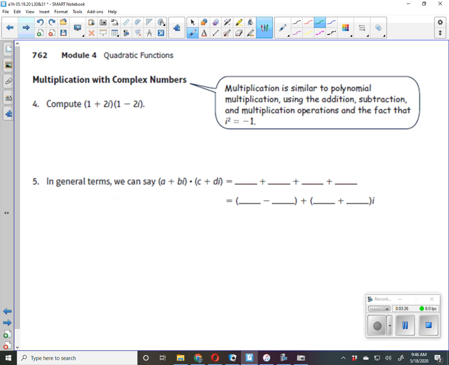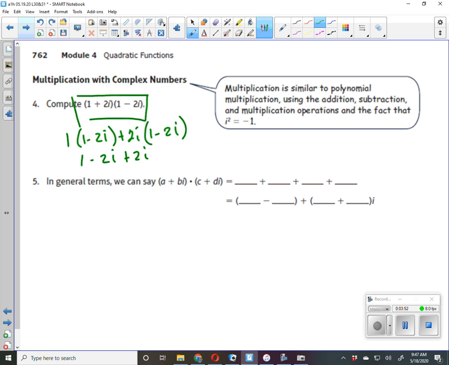This is where we get a little bit crazy. And I'm going to suggest we just simply go back to our distributive property. This says 1 times (1 minus 2i) plus 2i times (1 minus 2i). That's going to give me 1 minus 2i plus 2i, and then plus positive times negative is negative 4i squared.